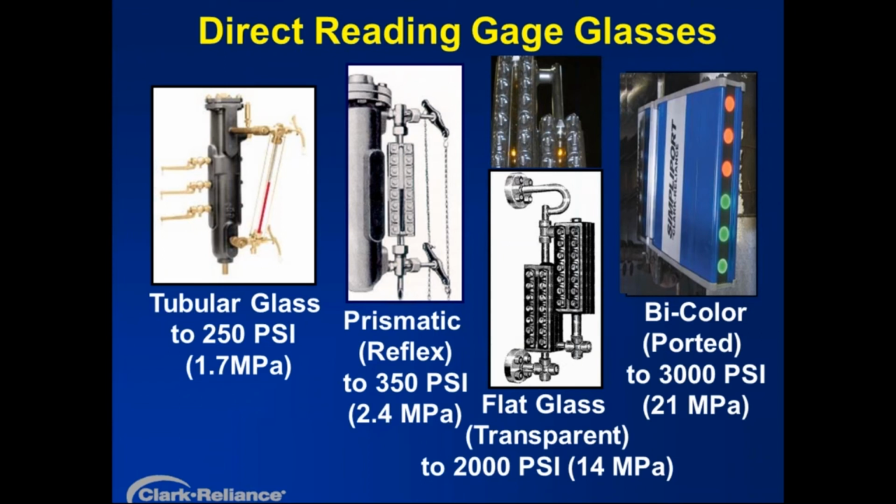What is happening on a prismatic gauge is the prism reflects ambient light, or actually a light beam directed into the gauge. And when there's no water in the gauge, the prisms act like a mirror and reflect the light back.